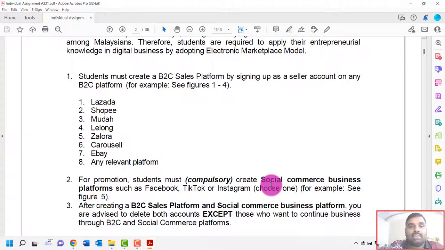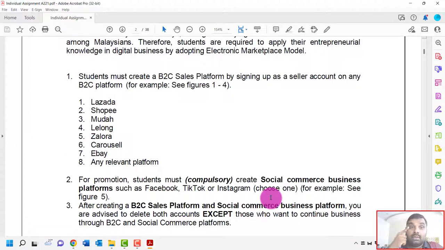You cannot share the same platform. Let's say you're using Shopee, you have to use a different shop in Shopee. You cannot use a single shop for selling products for both of you. Cannot. So you have to choose Lazada, Shopee, or whatever other relevant platform you can use for B2C. But I highly recommend Shopee, Lazada, and so on, because some platforms are not really recommended because of some issues, especially spammers, scammers, and so on.